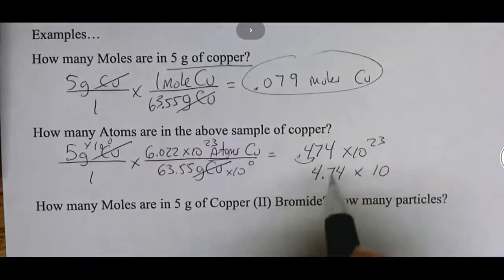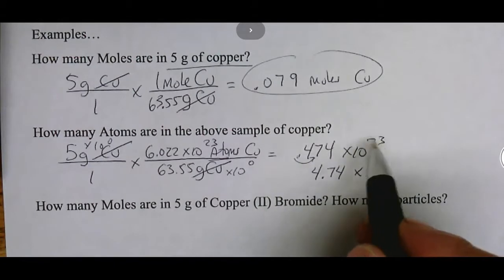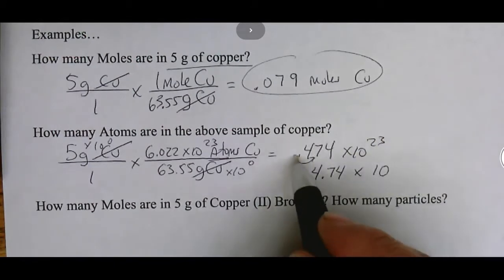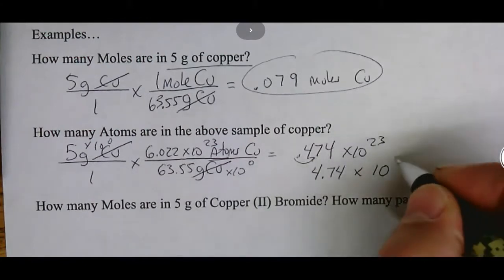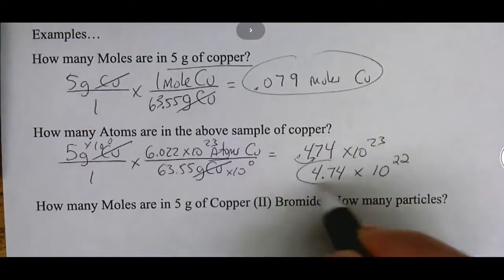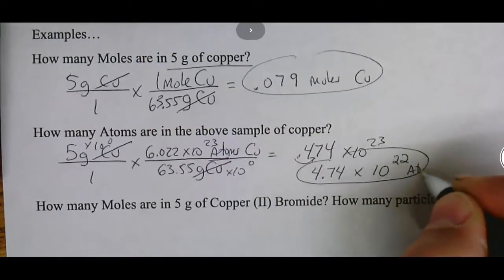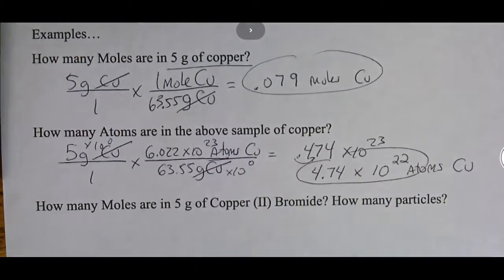Good rule to remember, if you're making this larger, you make this smaller by the same amount. We move this one space. We made it one space larger, so this then becomes smaller. And that would tell us how many atoms of copper we would have. That's kind of how you do that one.